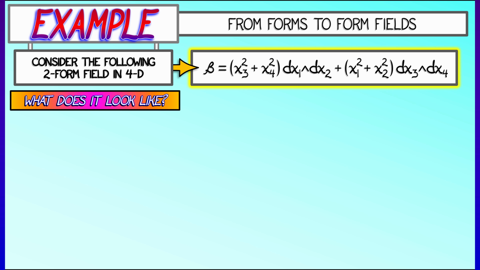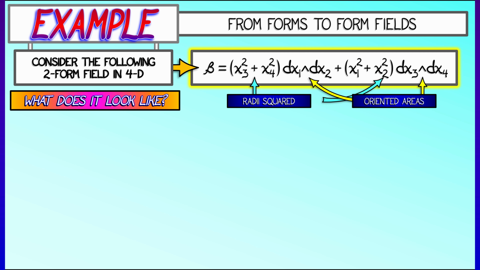Now, what does this guy look like? Well, it's kind of hard to see, but take a look. dx1 wedge dx2 is oriented projected area in the x1, x2 plane. Likewise with dx3 wedge dx4. Now, that's kind of helpful, but what about those coefficient functions out in front? Well, those correspond to the square distance between the point at which you're evaluating things and the origin in respective x3, x4, and x1, x2 planes.